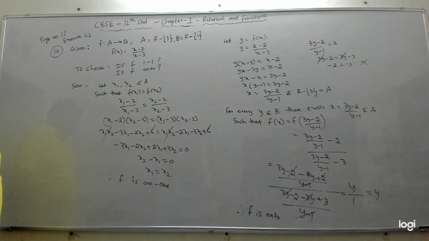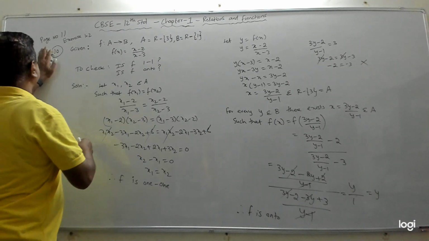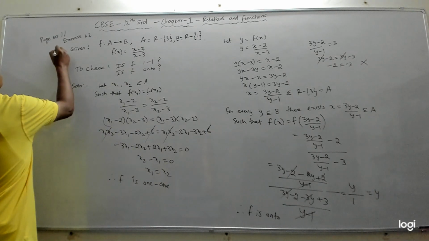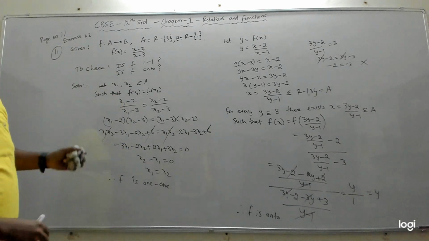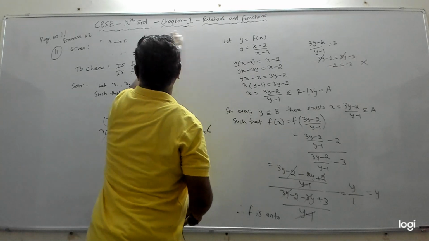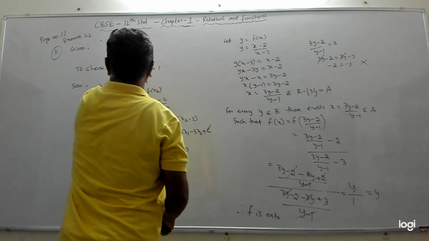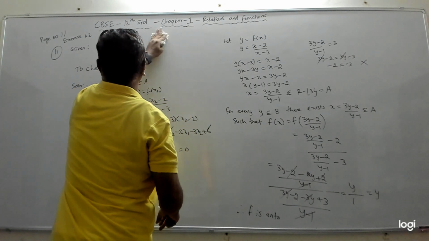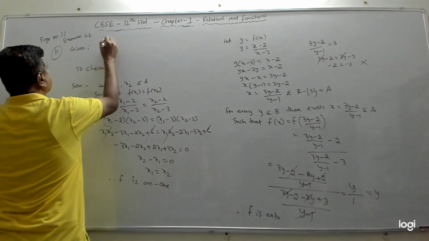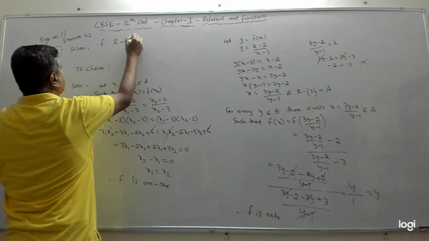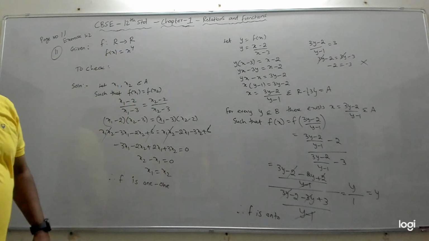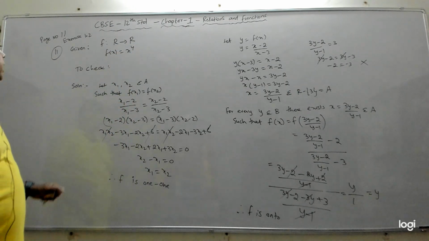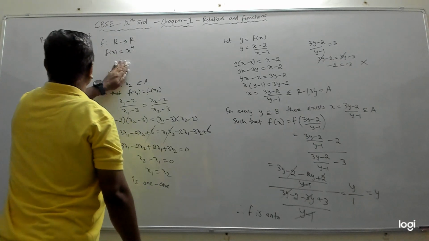So all of you can take the notes. I'll go to the next one. 11th question. 11th is an MCQ, but still we will do it like this. So the question: f is a function from R to R defined by f of x is equal to x power 4. Let's choose the correct answer.